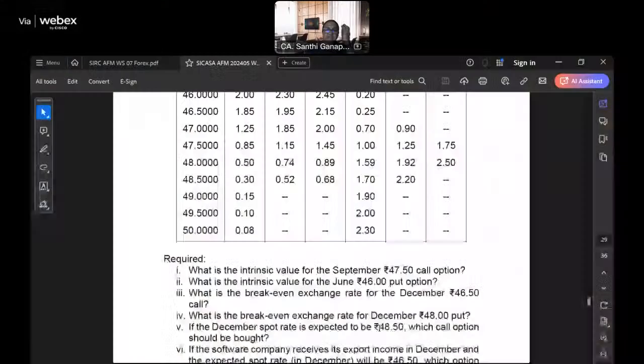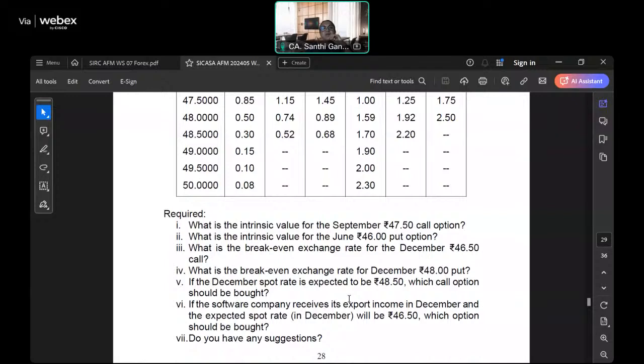The next requirement we have is that if the software company, no, fifth one, if the December spot rate is expected to be 48.5, which call option to be bought? Please try. Which call option will you buy?